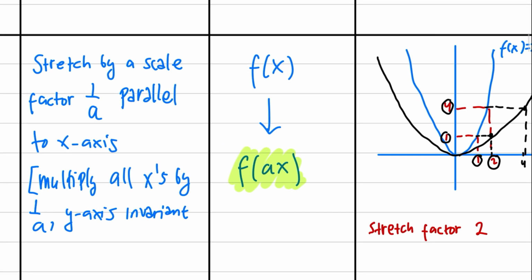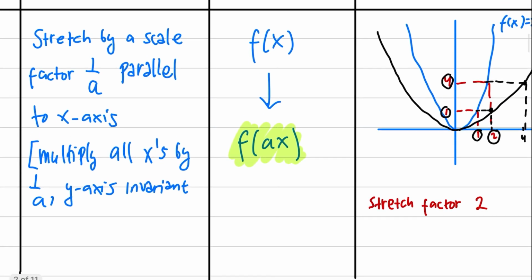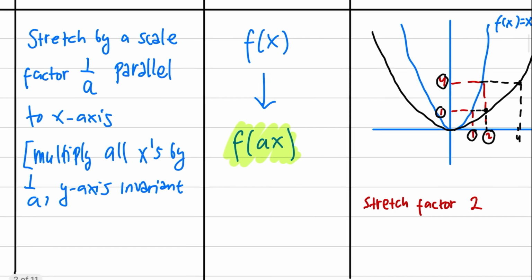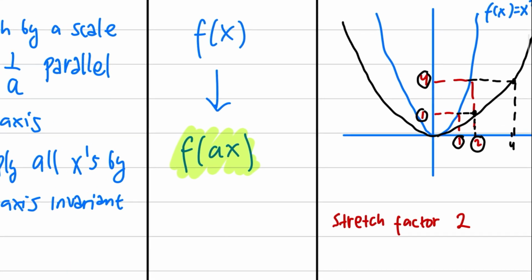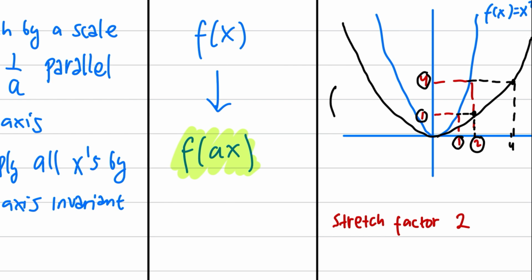But be careful with the algebra. So this is f(ax), the stretch factor is 1 over a. Now my stretch factor is 2. That means it's opposite. That means my f(x) will become, we replace our x with ax, but a is the opposite of the scale factor, so my a is 1 over 2. So that becomes half x, and then you square it. So be careful with the stretch factor and also its algebra.